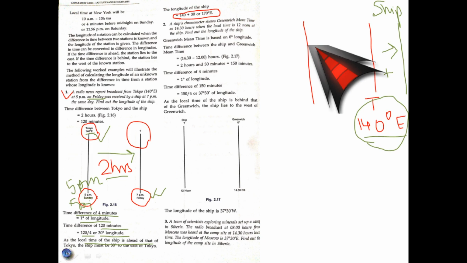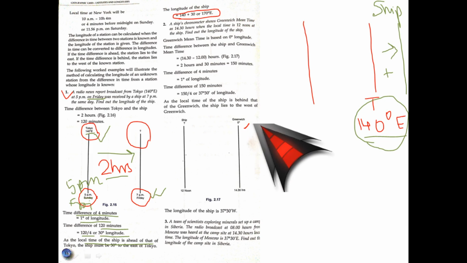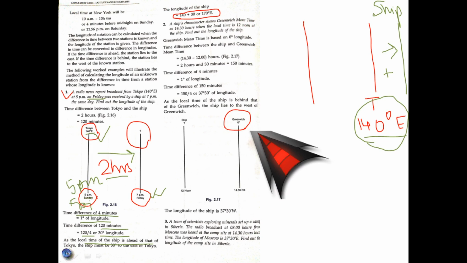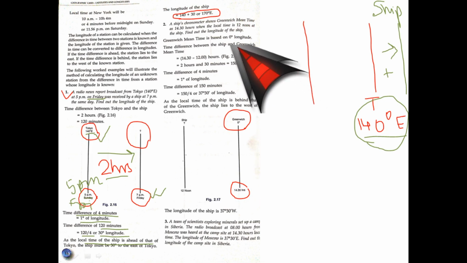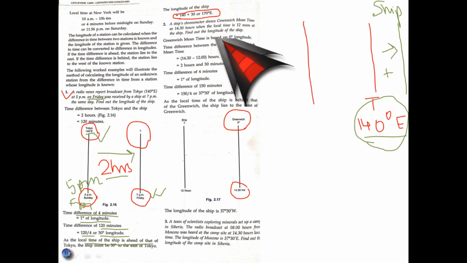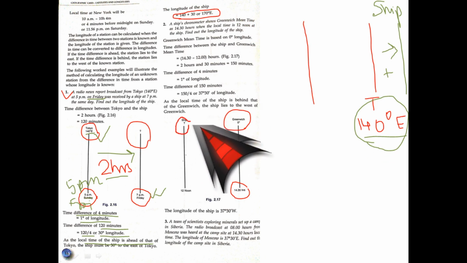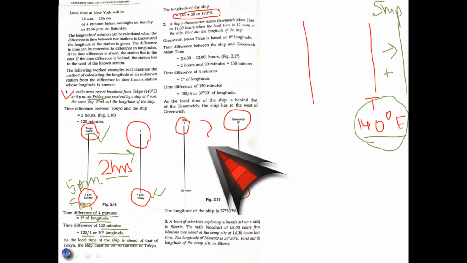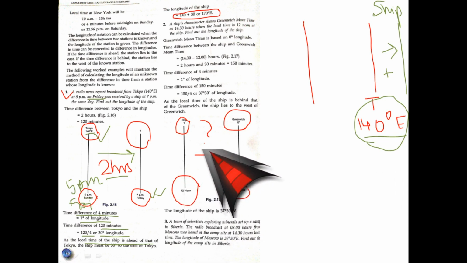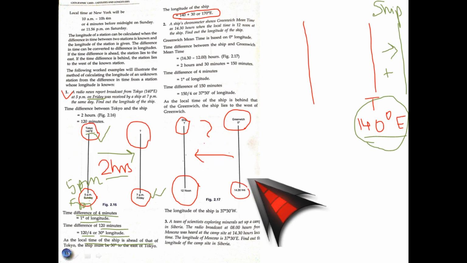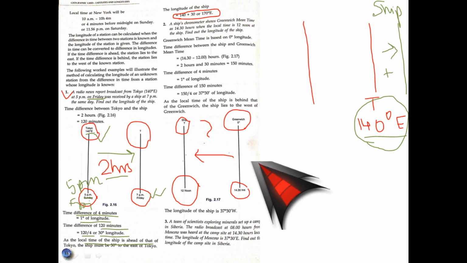A ship chronometer shows Greenwich Mean Time at 14:30 hours. So there are some points, as we mentioned. One is Greenwich. We are considering it as 0 degrees, and the time at that point is 14:30. When the local time is 12 noon at a ship, again, the ship whose longitude we need to find out is receiving 12 noon. So here the timing is backward.